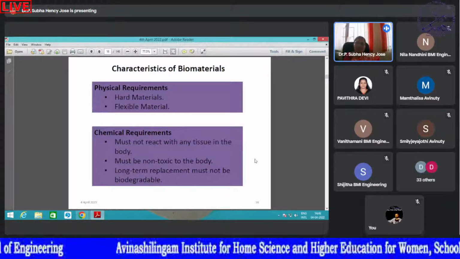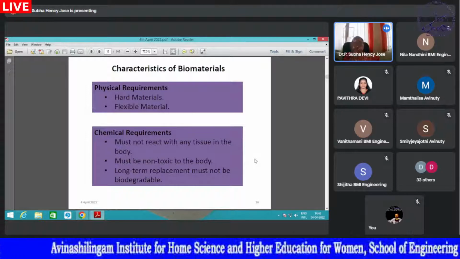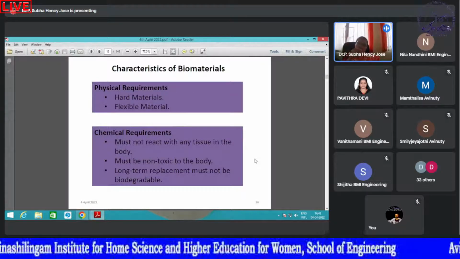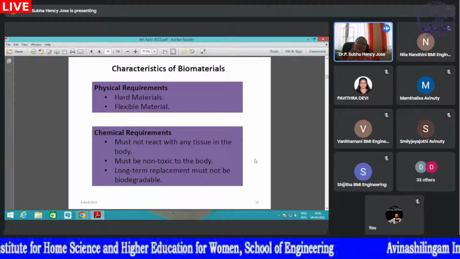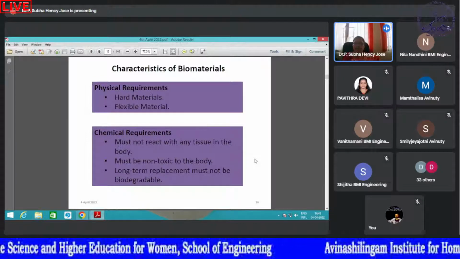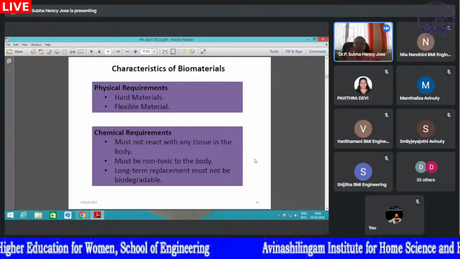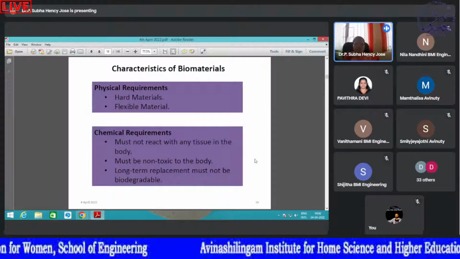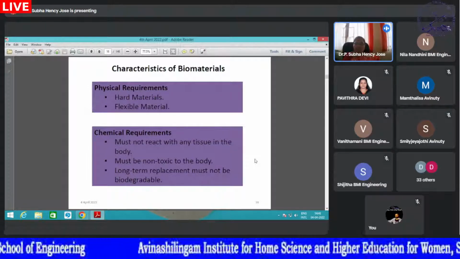So the next one is chemical requirements. Chemical requirements in the sense that when this material is placed in our body, there should not be any chemical reaction between the material and the tissue. And it should not create any toxicity in the body. It should be non-toxic to the body.